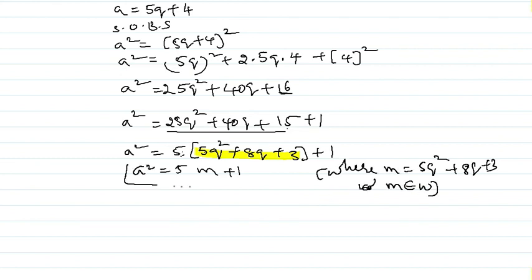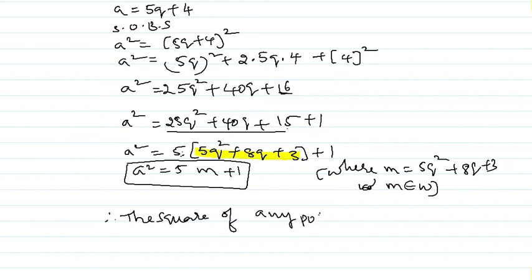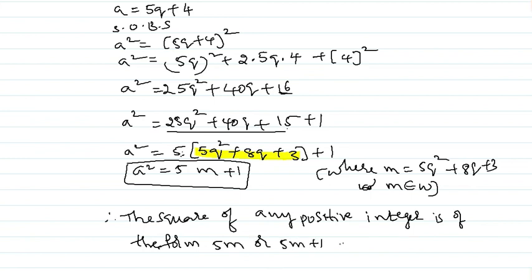So now observe this one, it is in the form of 5m plus 1. So from all that, therefore the square of any positive integer is of the form 5m or 5m plus 1 or 5m plus 4.